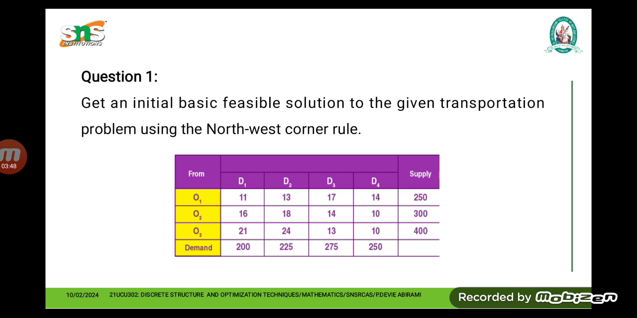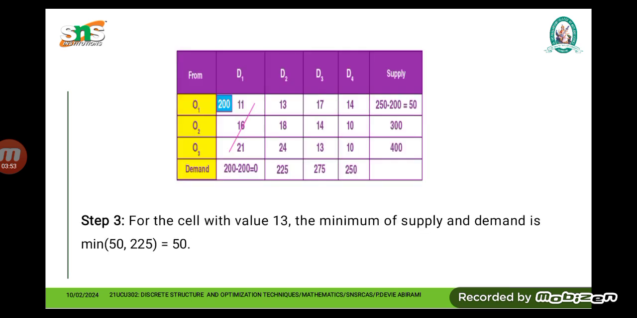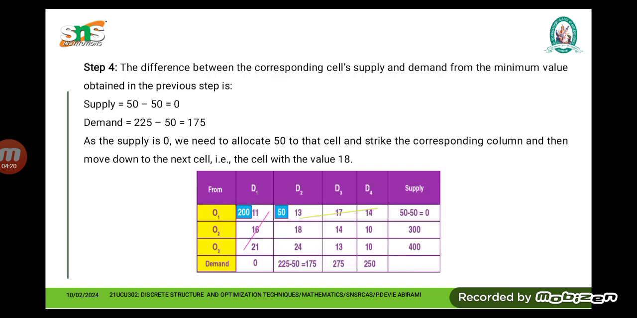So my problem will become 11, 200. My allocation is 11, 200. In supply 250 will reduce to 50. In demand 200 is reduced to 0. My second northwest corner has the value as 13. While comparing this supply and demand, my supply is very minimum when compared to my demand. So 50. I am going to cross out the row and I am going to subtract the 50 from 225. We will get the value as 175.